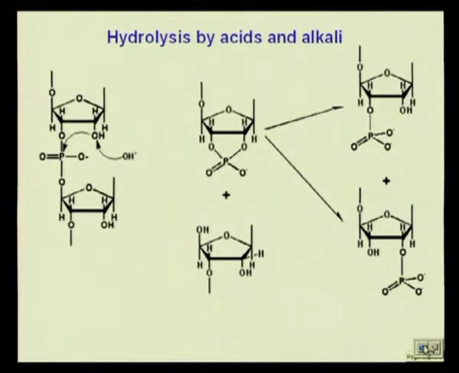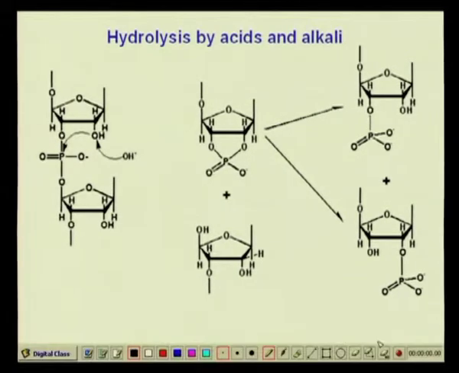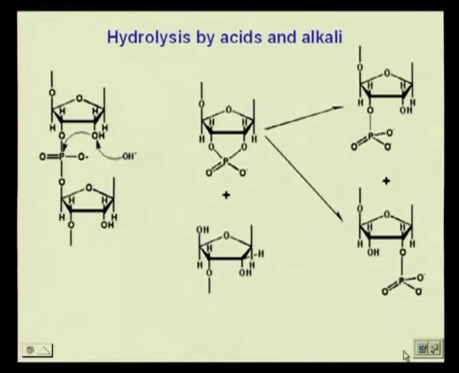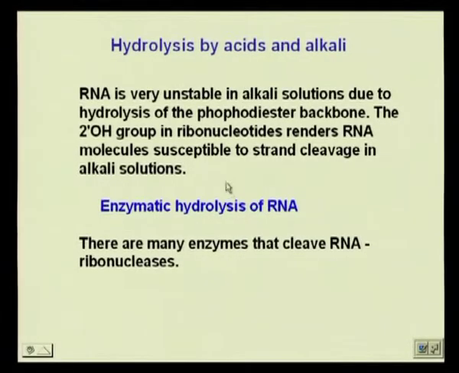So, when we look at our RNA, we have it as very unstable in alkali solutions. Basically, because of that 2 prime OH that is present, it results in a possibility of hydrolysis always of the phosphodiester backbone, and this renders your RNA susceptible to strand cleavage.